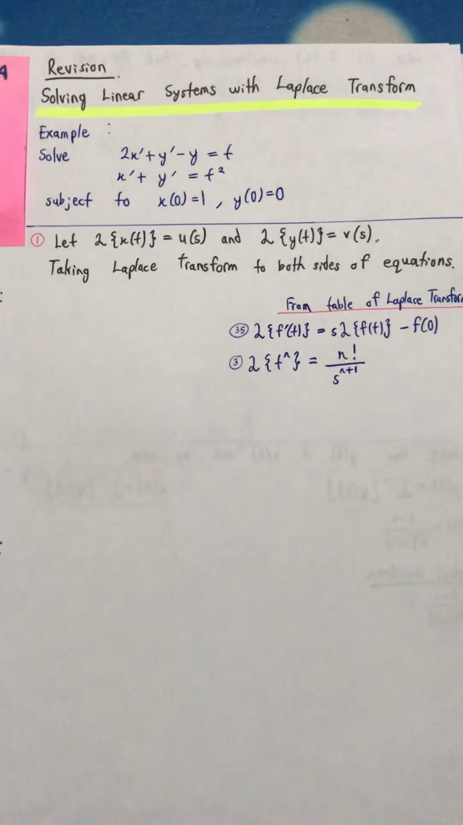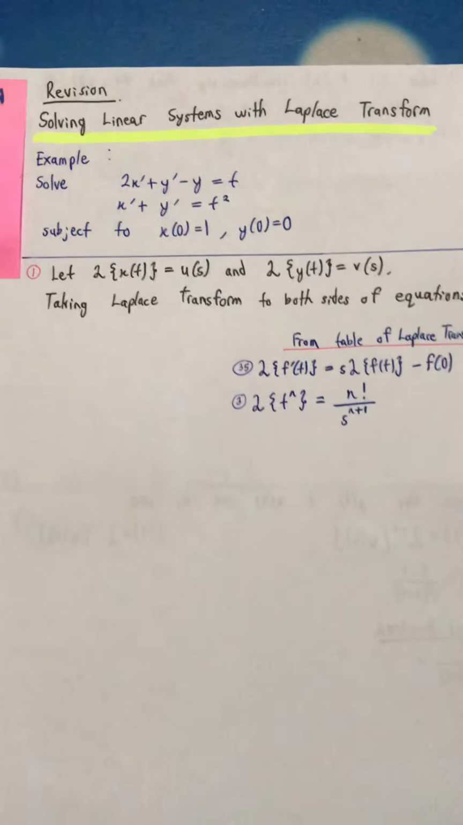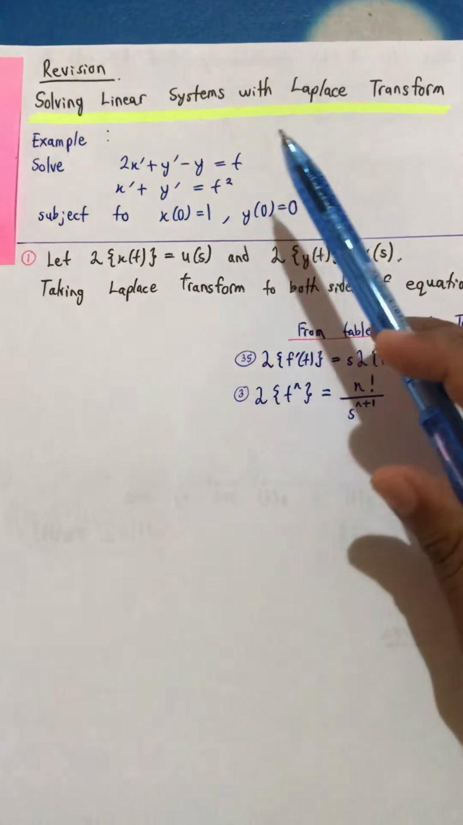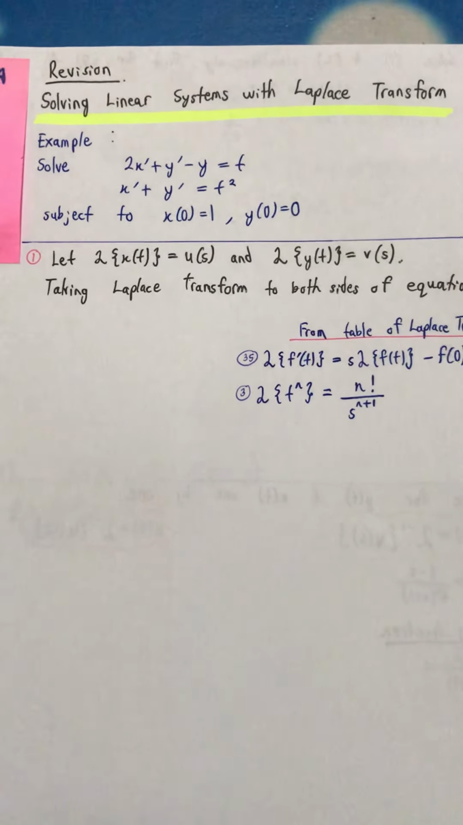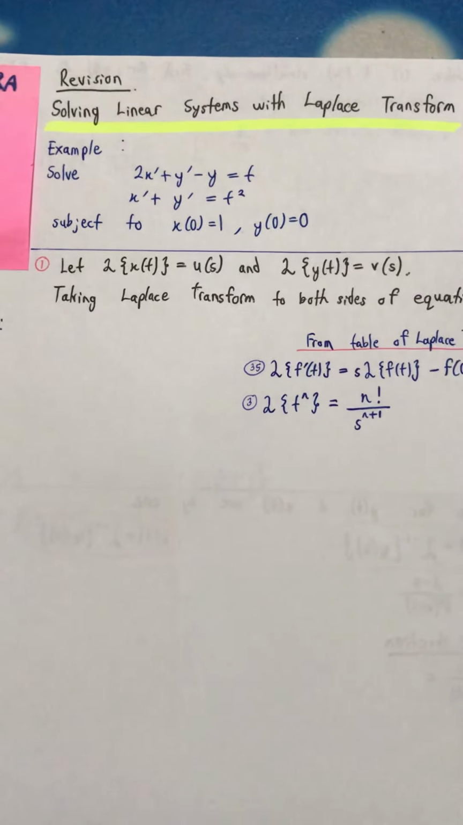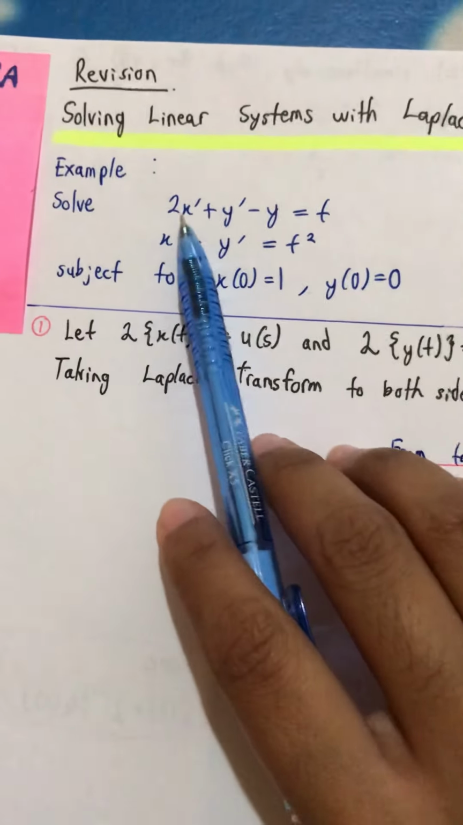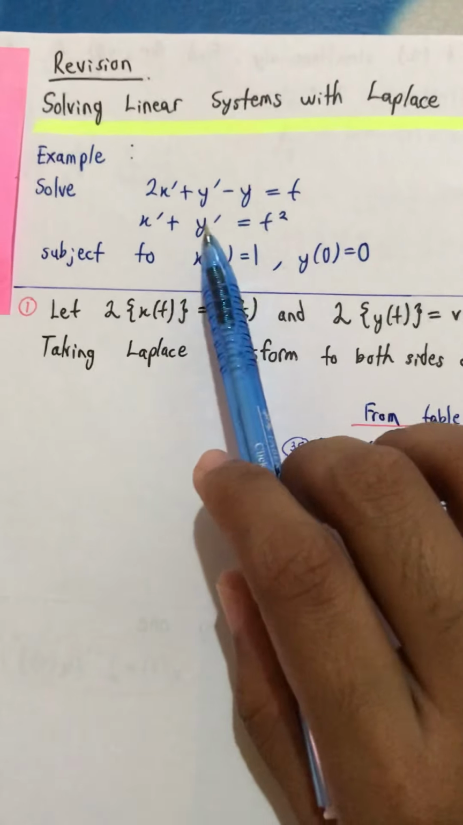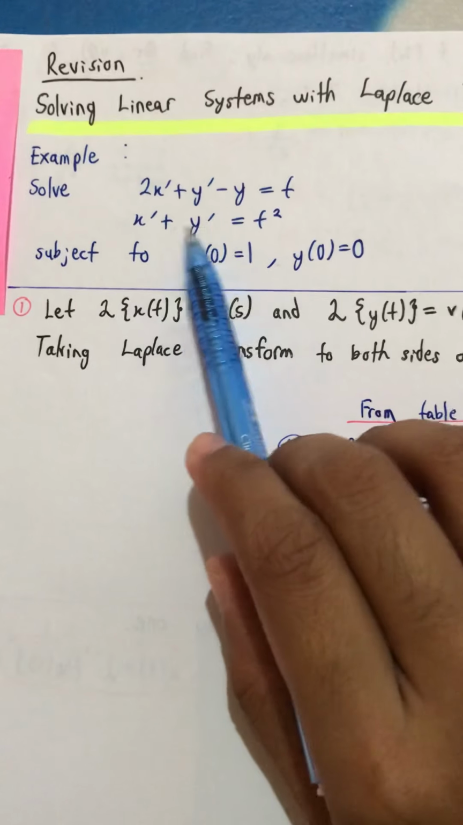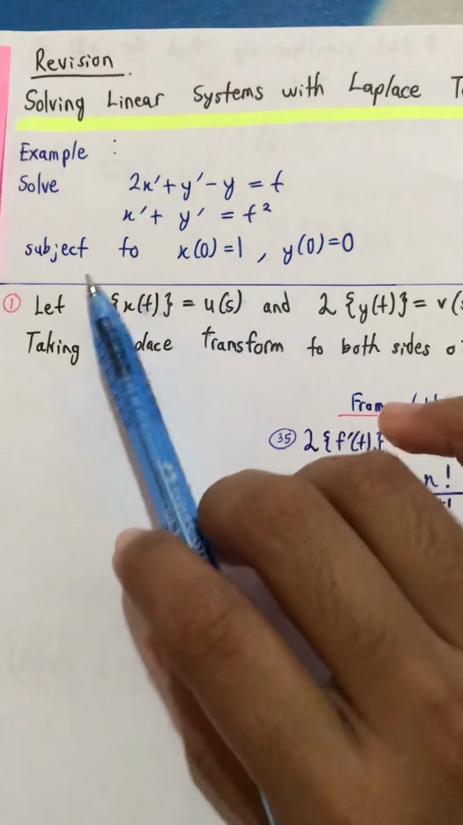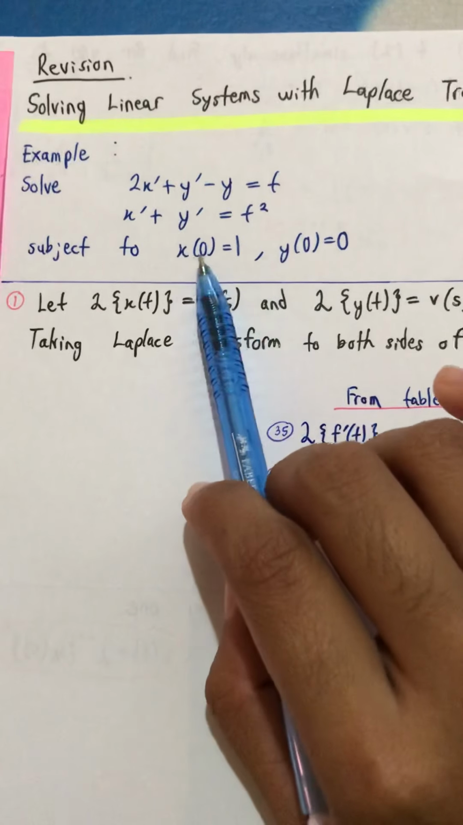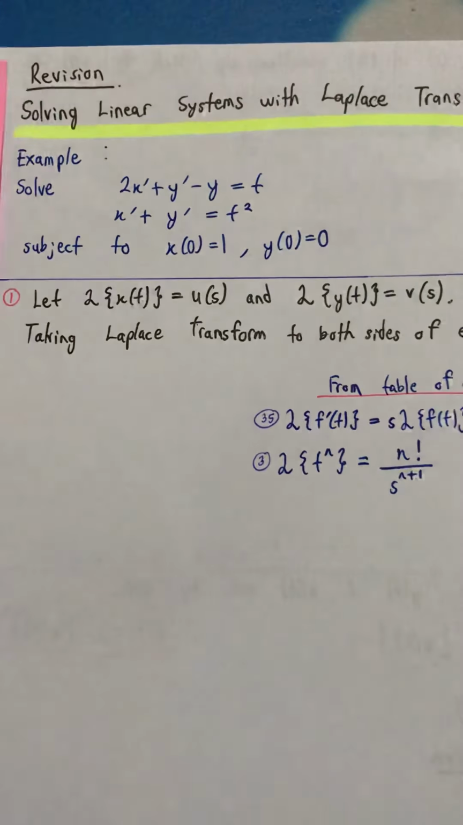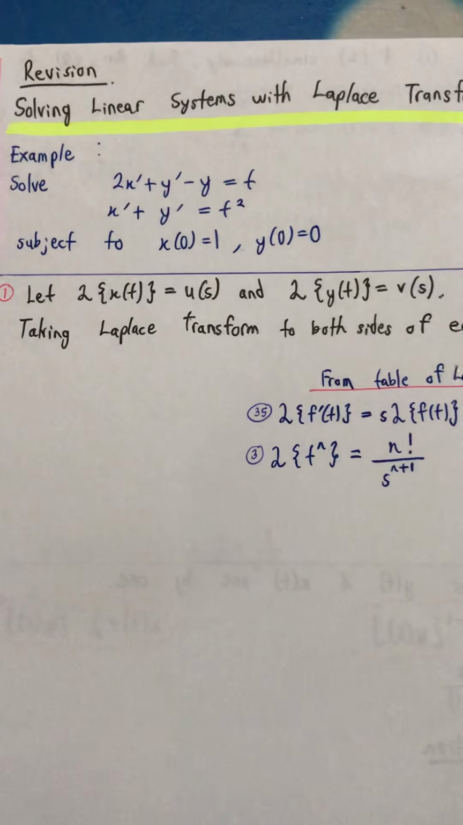In this video, I will revise one of the methods from chapter 6, where we are solving linear systems with the Laplace transform. So let's take a look at one example. The question is: solve 2x' + y' - y = t, and the other equation is x' + y' = t squared, where the initial values given are x(0) = 1 and y(0) = 0.